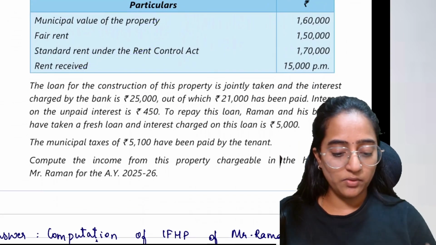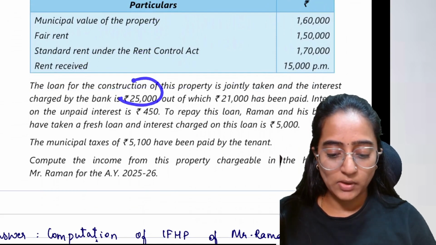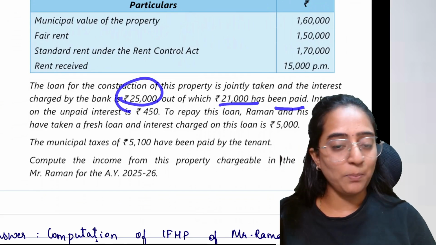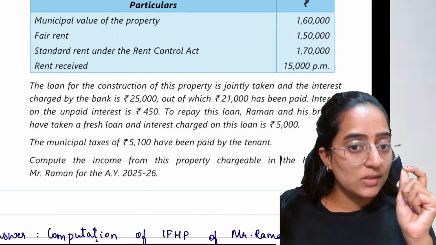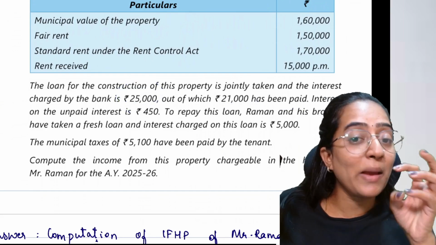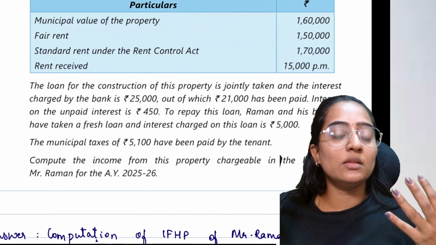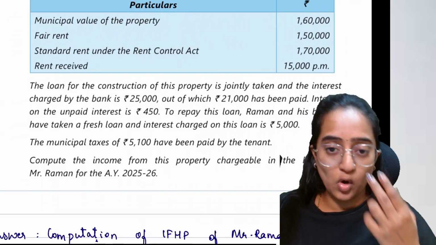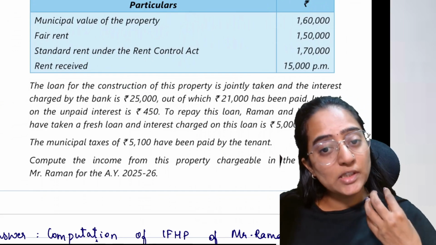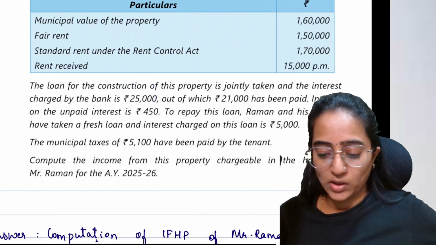You will calculate the GAV very well. The loan for the construction of this house is jointly taken and interest charged is 25,000, out of which 21,000 has been paid. Remember, there is no provision mentioned in the Income Tax Act that interest has to be paid only. You can consider the deduction of interest on borrowed capital even if it is payable also, no problem. So 25,000 you can take, yes you can take.